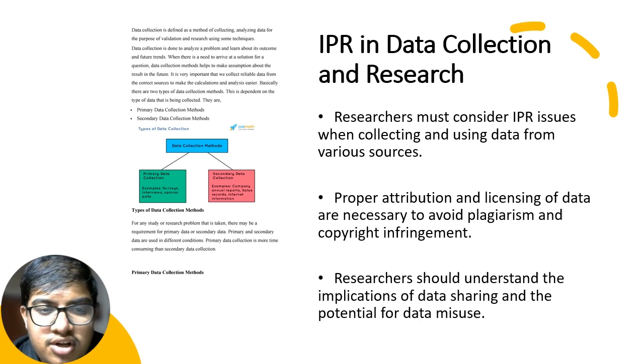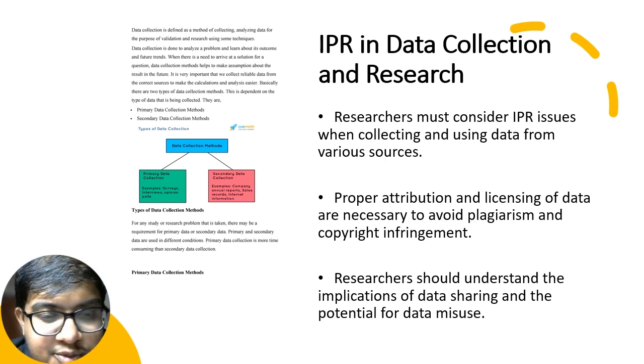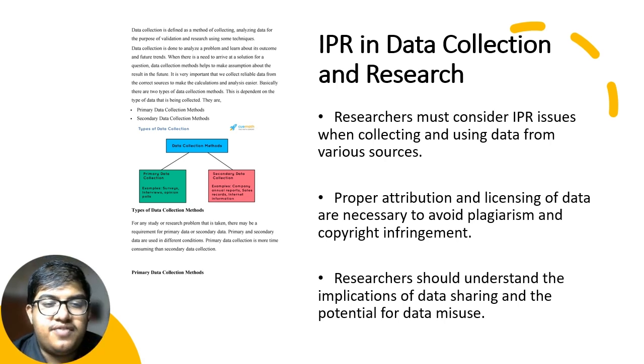So as I said, proper attribution and licensing, that is, you need to take proper consent from whoever you're going to take the data from, and make sure that you avoid plagiarism and the copyrights that can be claimed on your research paper. The researchers should understand the implications of data sharing and the potential of data misuse. So all researchers should understand what can happen when you share data and when you misuse data. They have to know it and they have to be very careful with it.